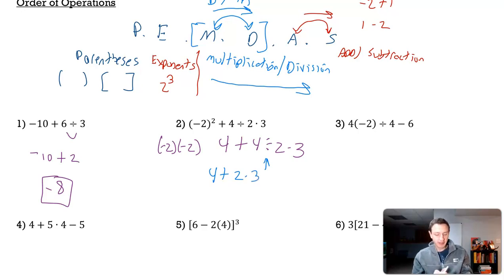I'm not adding anything yet. I still have this division and multiplication to take care of, so I did the division. Now I'm going to do the multiplication. So 2 times 3, which is 6, 4 plus 6 is 10. So we get 10 on that one.